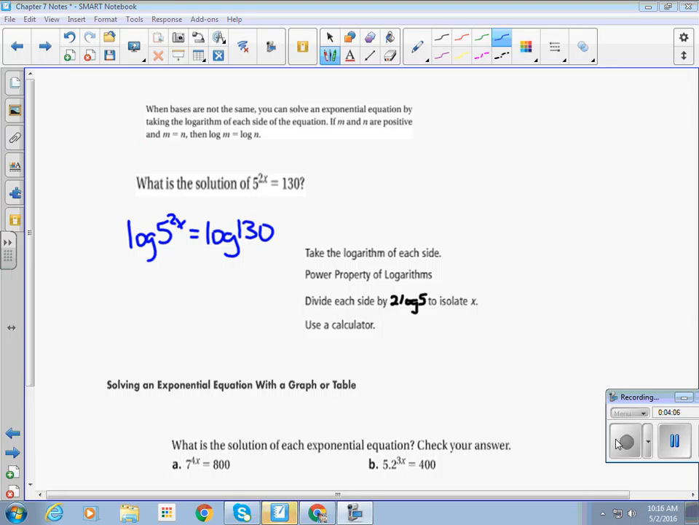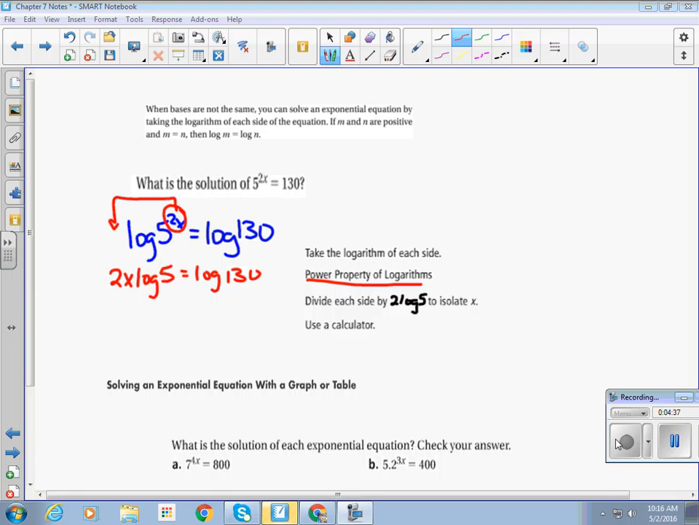We're then going to use the power property of logarithms that says if I have a power inside my logarithm, I can write it as a coefficient on the front. So I'm going to take this 2x and move it out front using the power property of logarithms. So 2x log 5 equals log of 130.